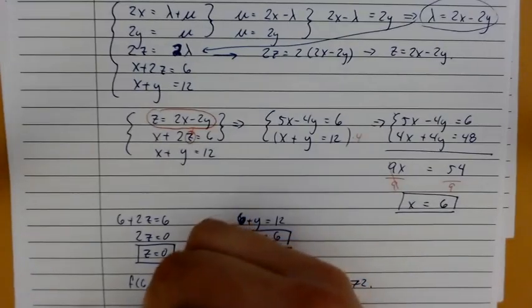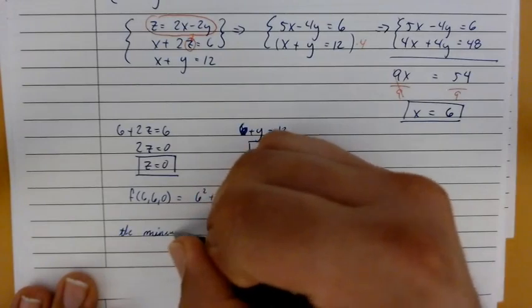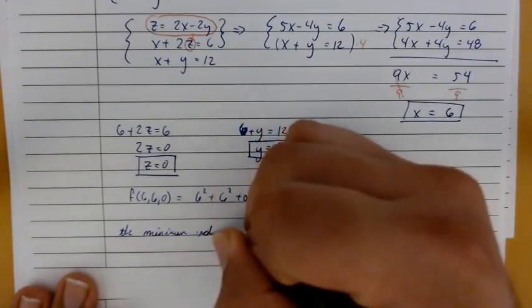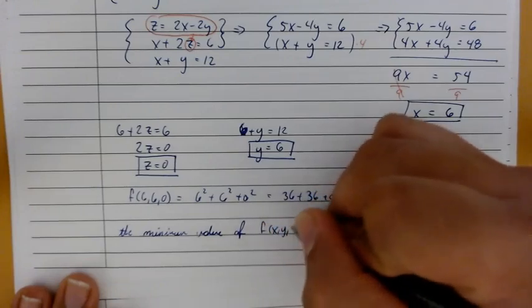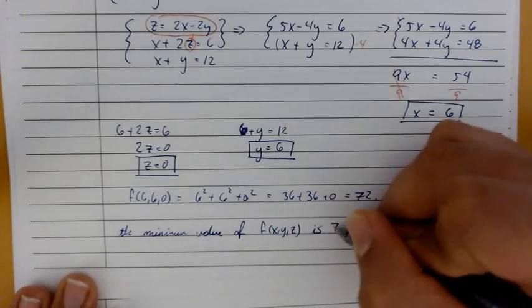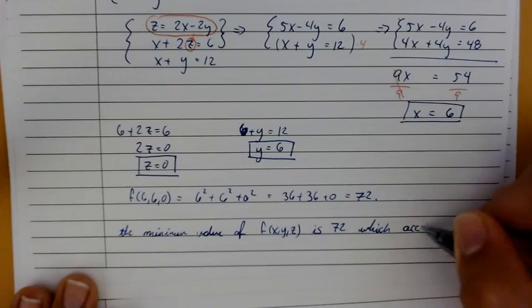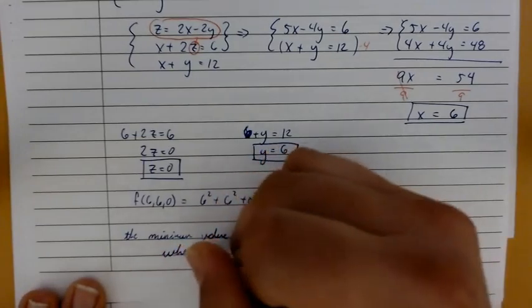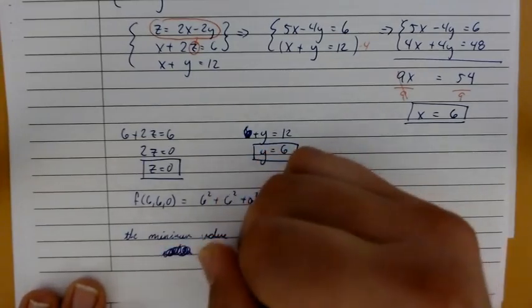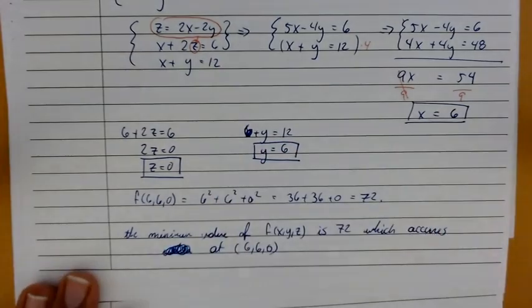So the maximum value, oh sorry, I said it again, the minimum value. There is no maximum value to this. The minimum value of f of x, y, z is 72, which occurs at the point 6, 6, 0. And that makes us happy.